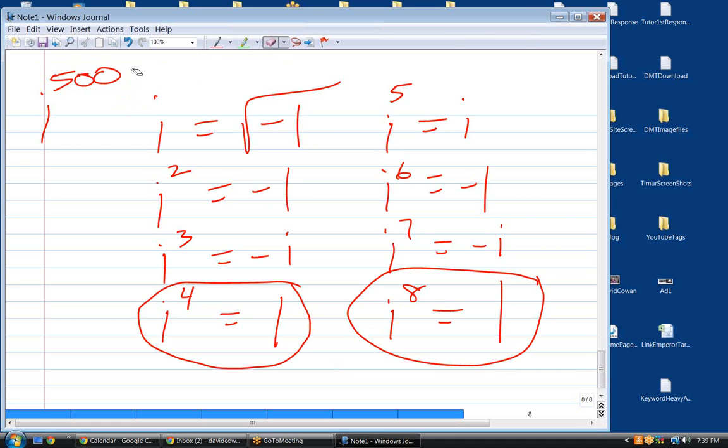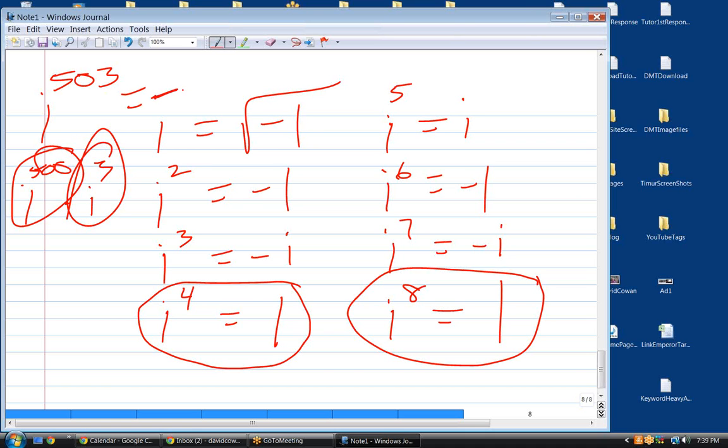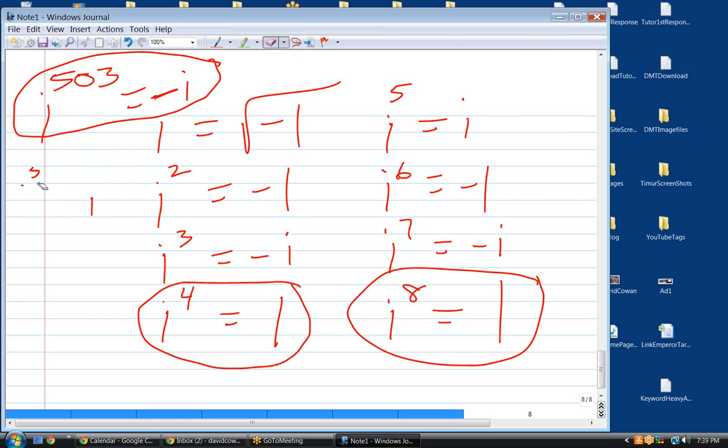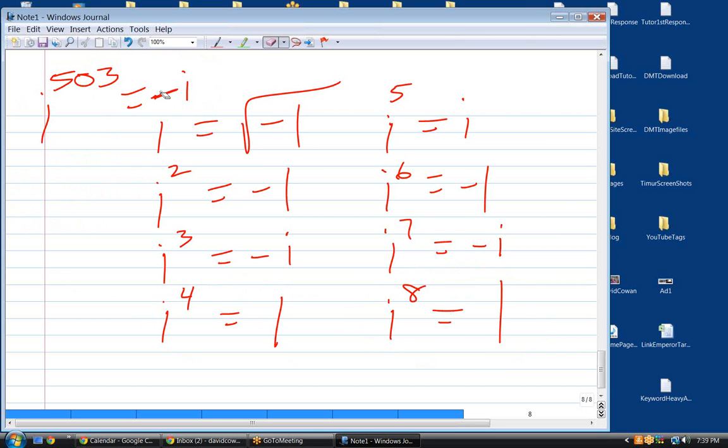Now, if I'd have said, what's 5i to the 503rd power? Well, that's the same as i to the 500th times i to the 3rd. Since that's 1, it's the same as i to the 3rd, or minus i. This is a problem that you probably would see on an SAT test or an ACT test even. But they would preface it by saying i is equal to the square root of minus 1. And you might also see that on your test.